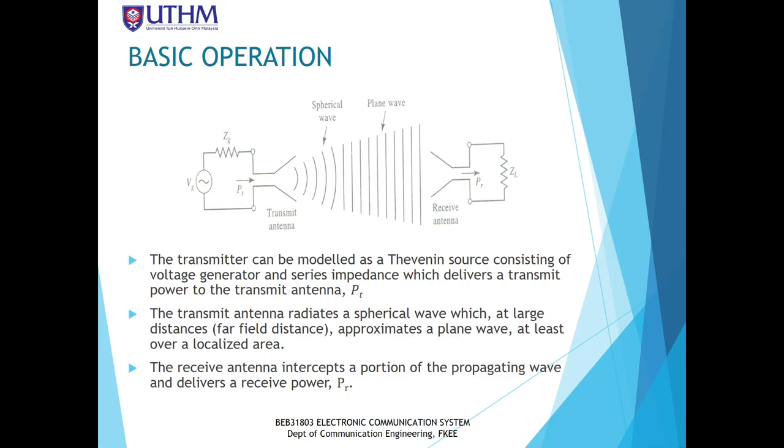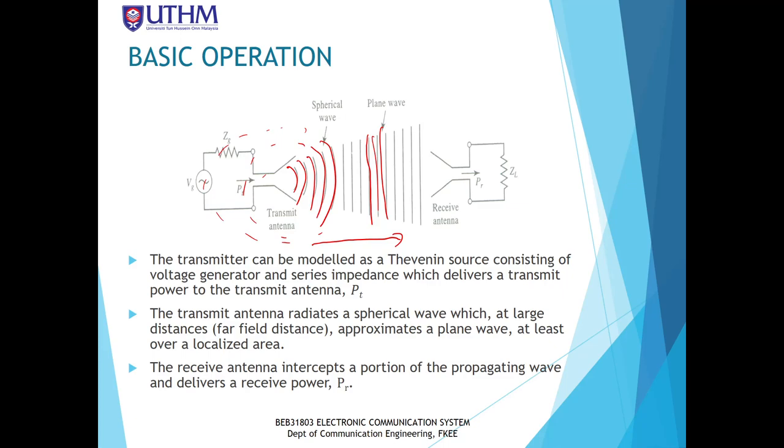And the basic operation of antenna. You see that the antenna transmits the wave. Okay, it radiates the wave in a spherical shape. Spherical means it is a spherical wave. And when the wave travels a long distance, you are going to see that the wave looks like a planar wave, like a straight line. When it has travelled a long distance, it looks like a planar wave. So, this is at long distance.